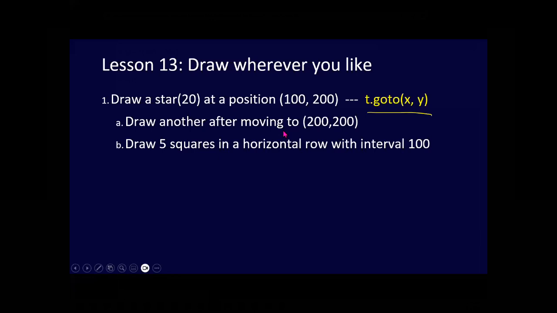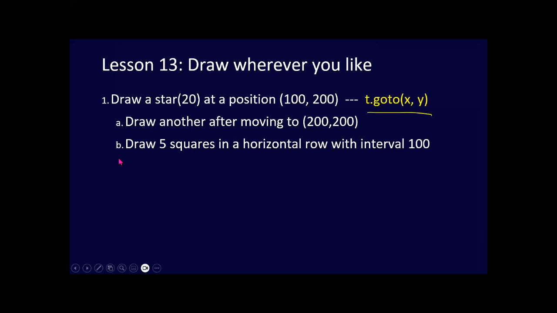Okay, draw 5 squares in a horizontal row with interval 100. So now we know how to do it, right? But this time try to use a for loop instead of writing it out one by one 5 times. Okay, stop the video and try yourself.